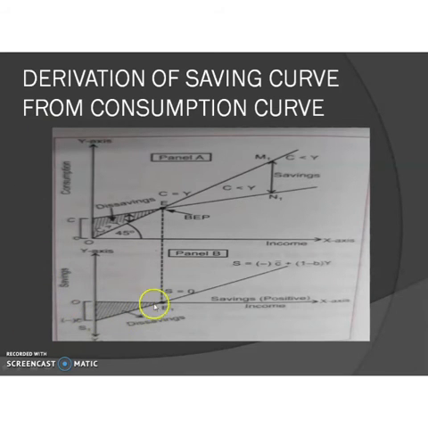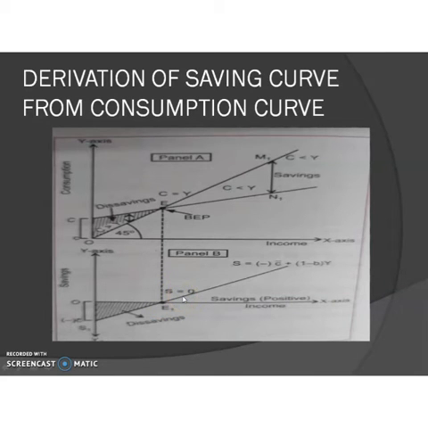Then at point E1, savings are 0 as C is equal to Y, consumption is equal to income. That is corresponding to panel A. So if C is equal to Y, corresponding to panel B, S is equal to 0. That is, at point E1, S is equal to 0.